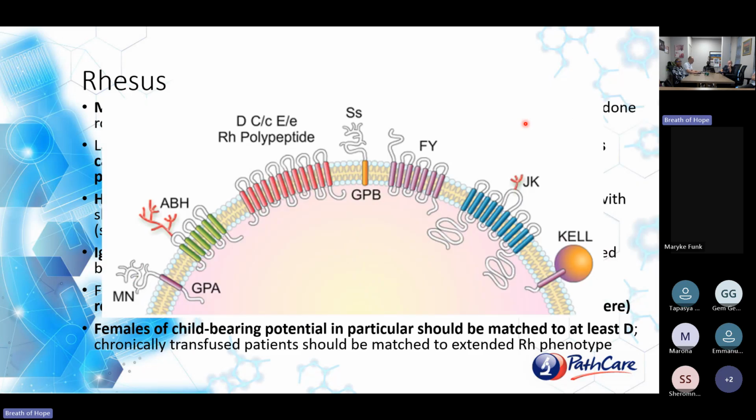It is a very large protein that moves multiple times in and out of the cell. So this is rhesus in comparison to your ABOs, your Duffy, and your KIT antigen. So the rhesus is quite big with many points where you can develop anti-rhesus antibodies.